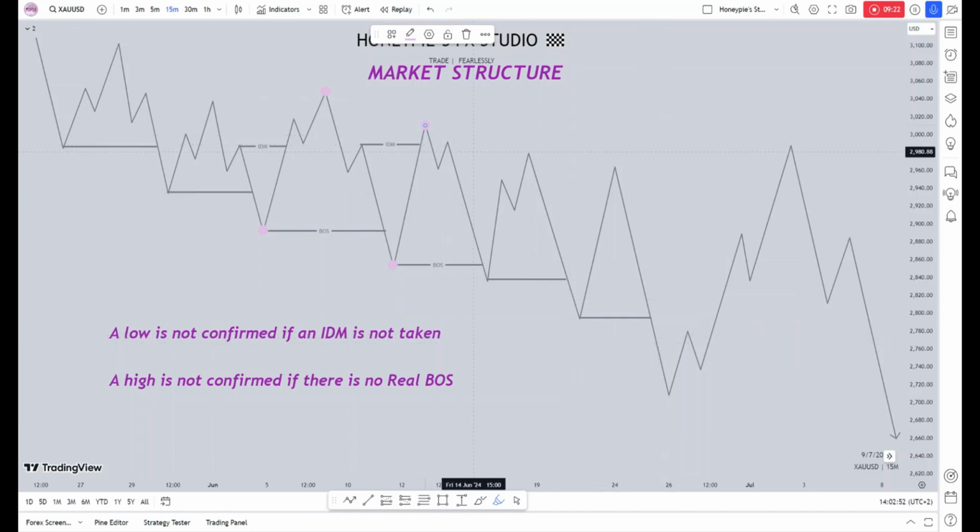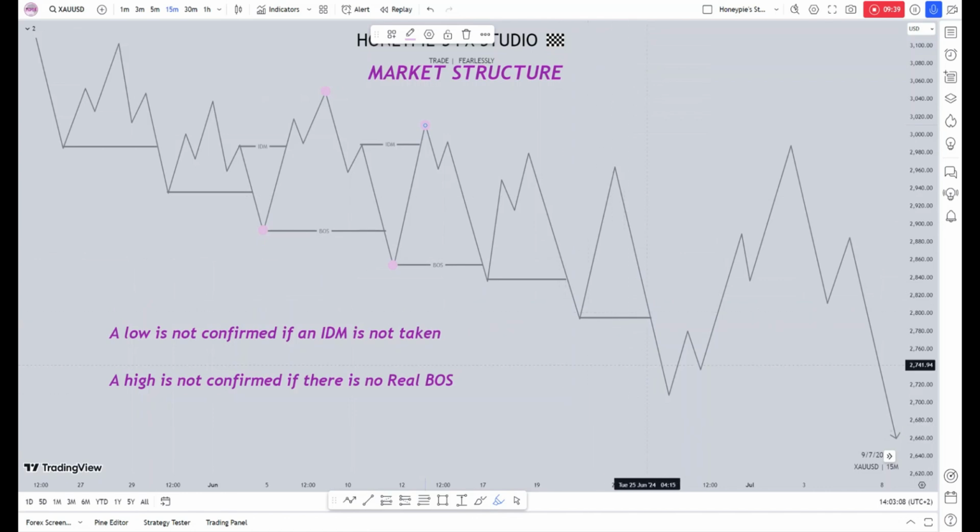And why are they both not real breaks of structure? Because they didn't take an inducement, which is, this is the inducement. And at this end here, why is this not confirmed? Because this then turns out to be the inducement of this, not also confirmed.